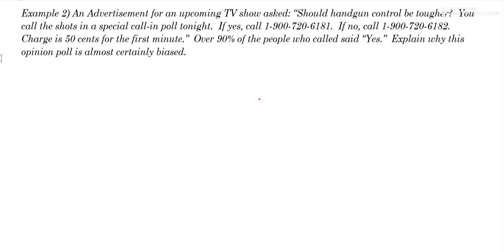But here it goes. An advertisement for an upcoming TV show asked, should handgun control be tougher? So meaning, should we try to ban guns more actively, essentially? You call the shots in a special call-in poll tonight. If yes, call 1-900-720-6181. If no, call 1-900-720-6182. Charge is 50 cents for the first minute. Over 90% of the people who called said yes. Explain why this opinion poll is almost certainly biased.